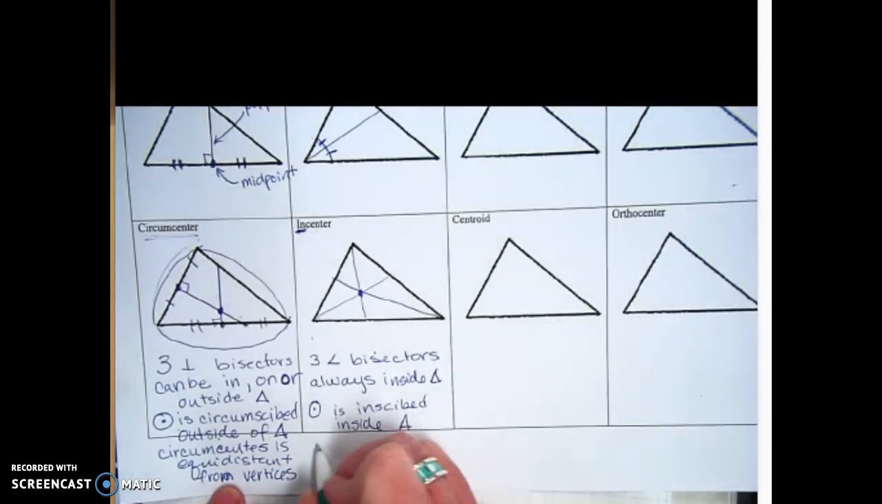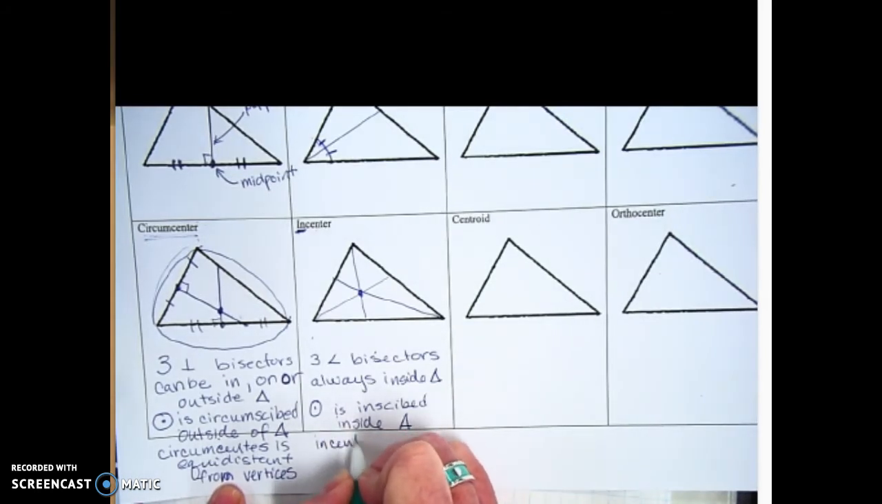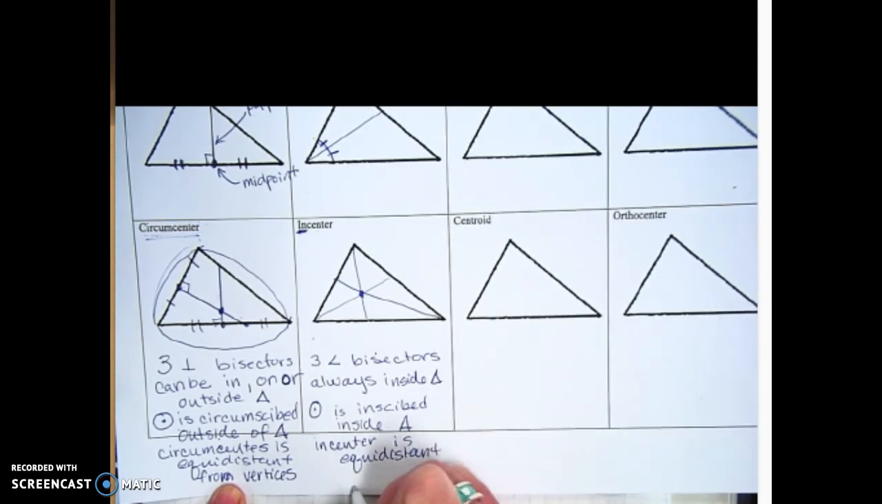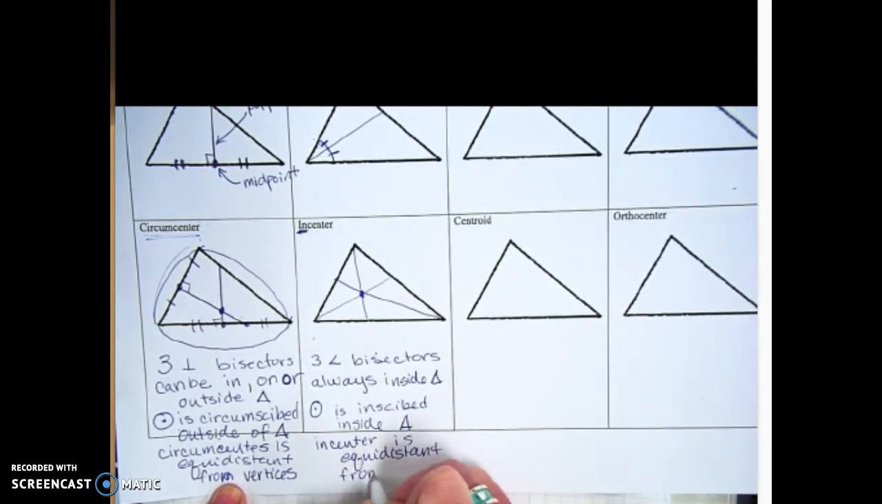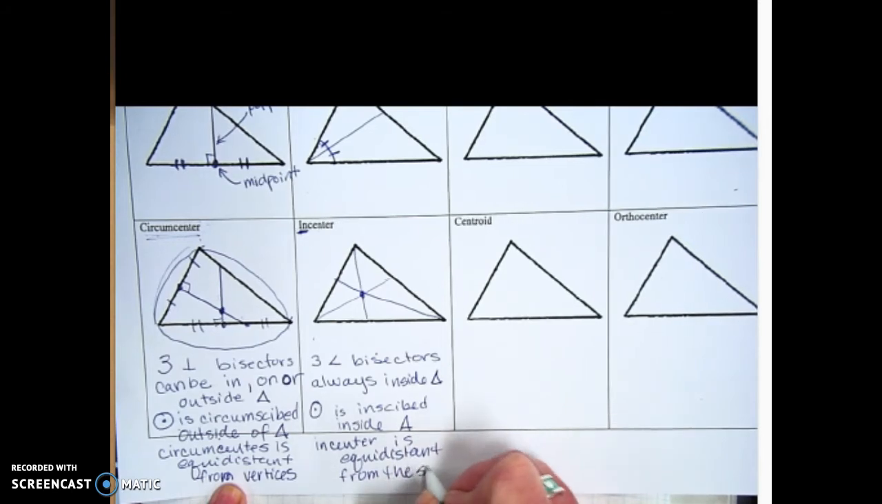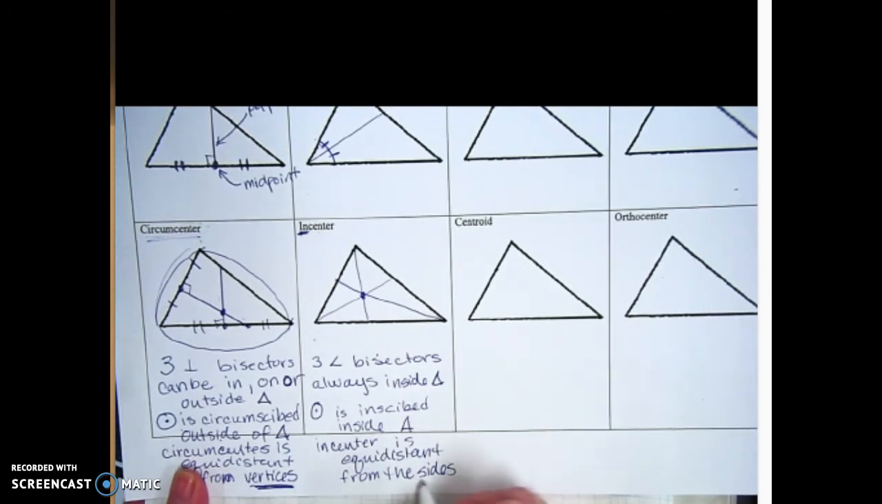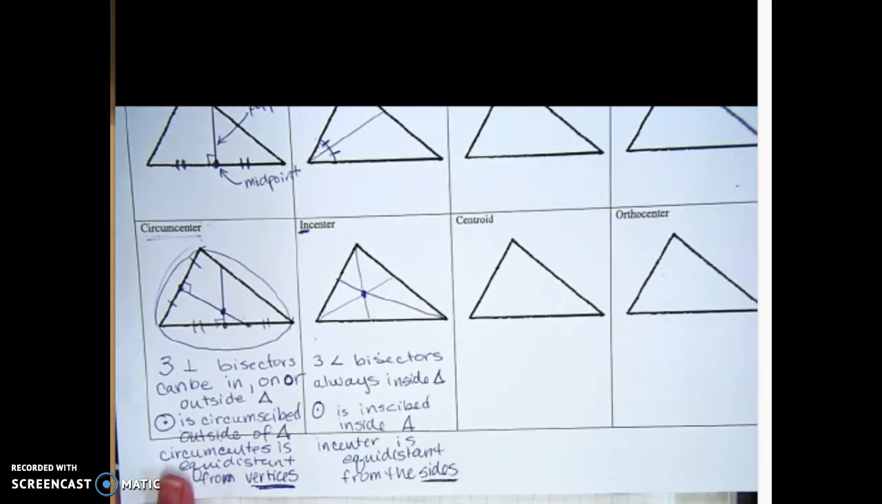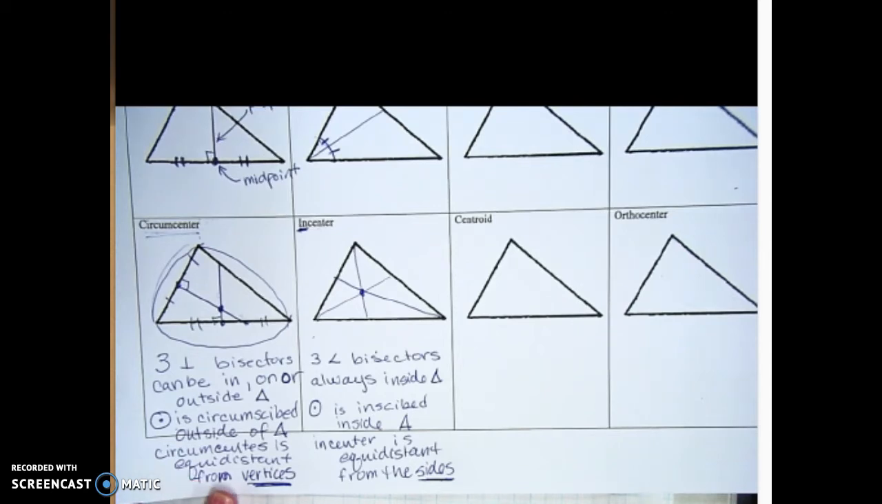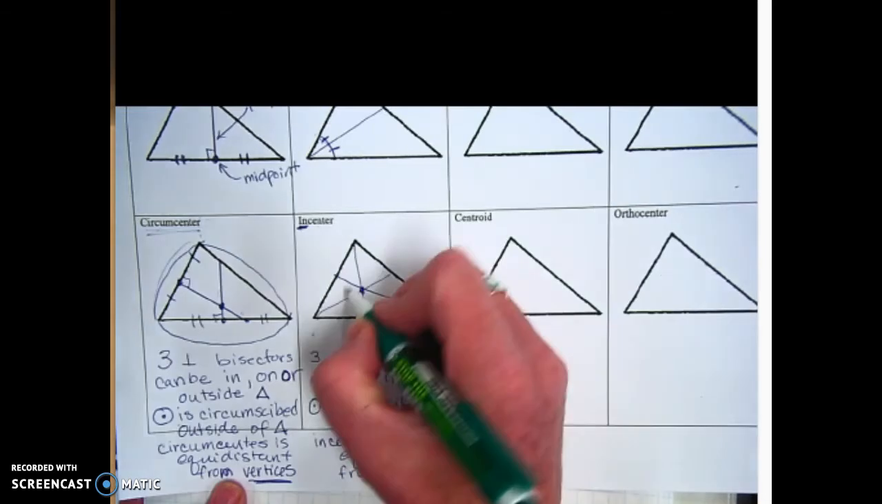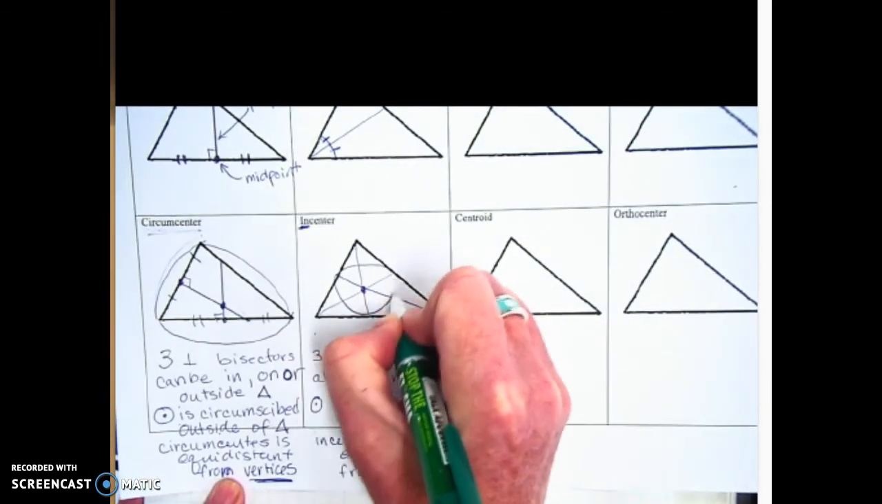All right? And that incenter is also equidistant from the sides. Okay, so this one was equidistant from the vertices. This one's equidistant from the sides. And when we draw that circle, you're going to see how it's going to touch each of the sides, whereas this one touched each of the vertices. Okay, so the circle on this one ends up being right here.